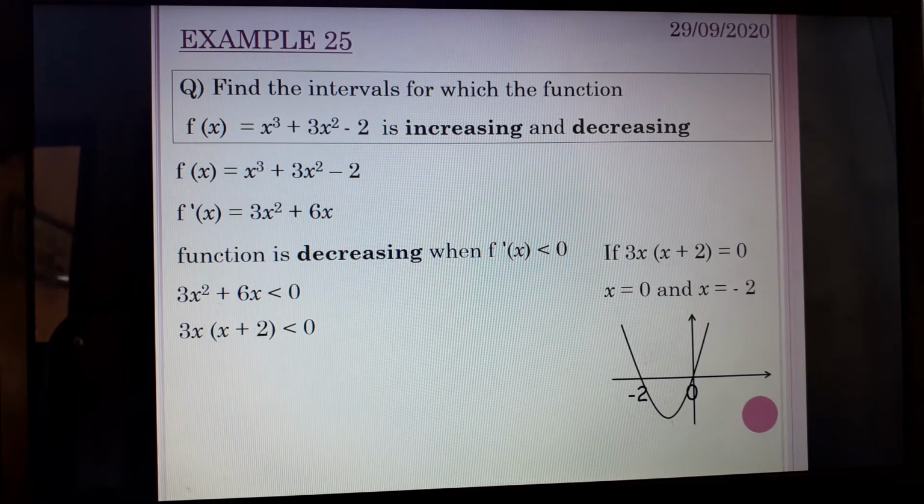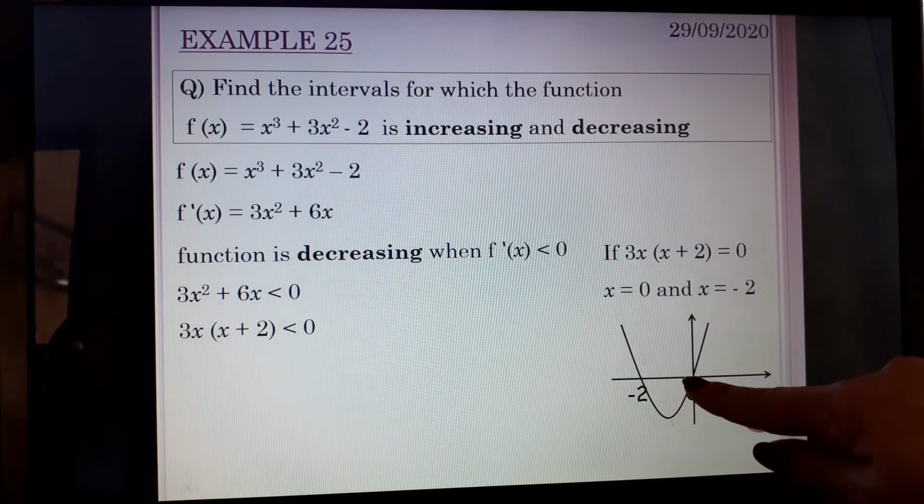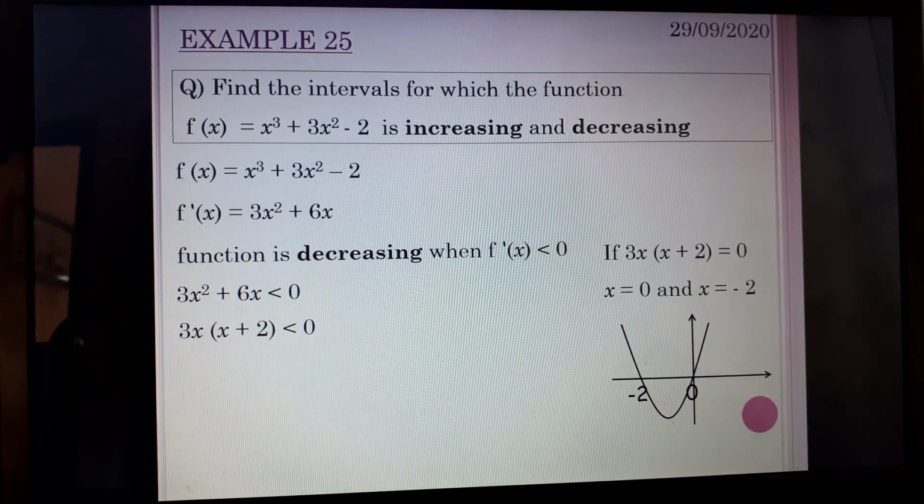So for this part of the question, we're trying to see where the function is decreasing. So for this part of the question, where is f dashed of x less than 0? So look to see where the graph is below the x-axis. Here it's below the x-axis between negative 2 and 0.